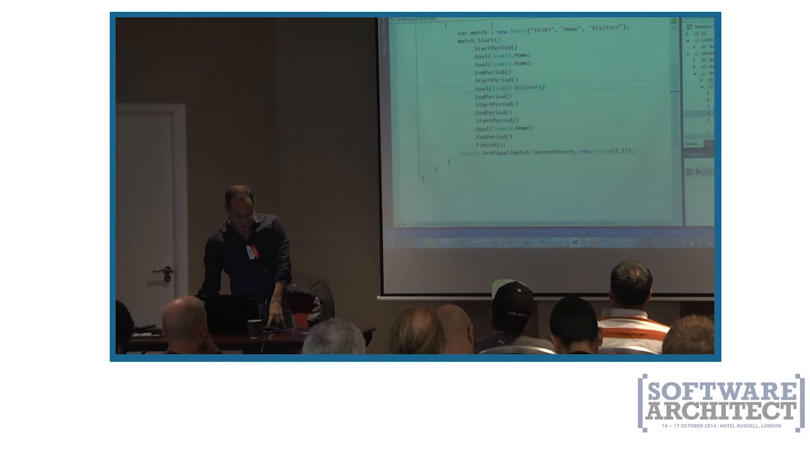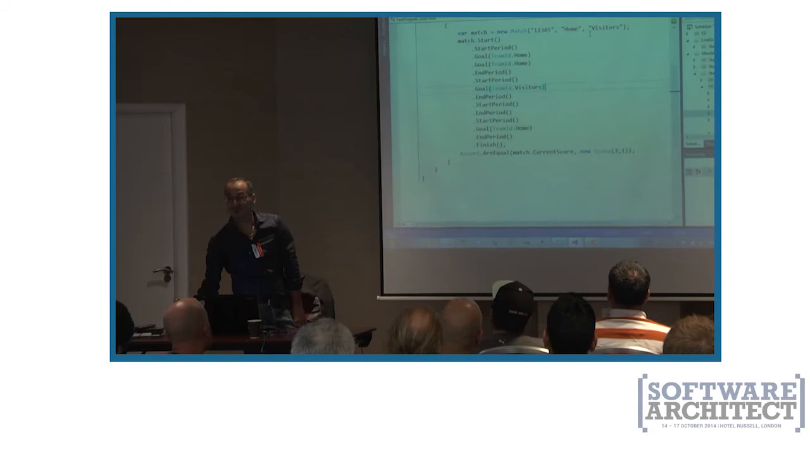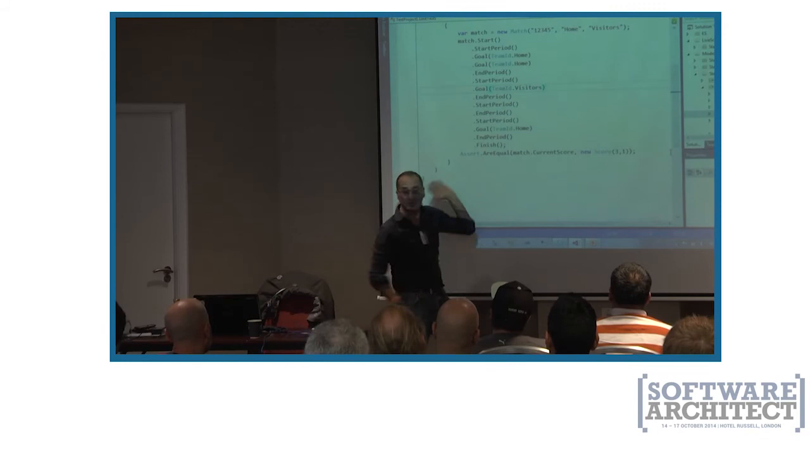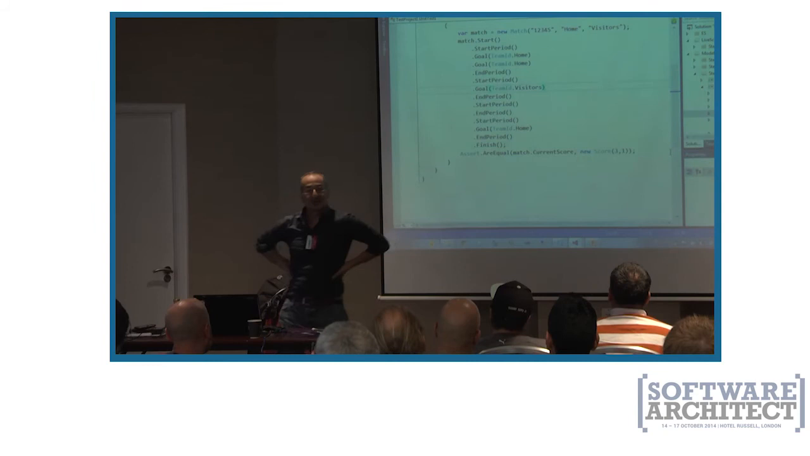which is the story of the match. I create a new match with this ID, then I start the match, I start the period, I score a goal, end period, score a goal for the other team, end, start, goal, and what's the score? 3-1. This is the expected, so I just swapped the parameters on the assert equal.